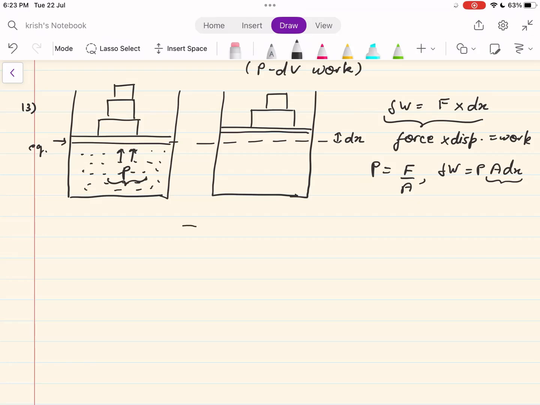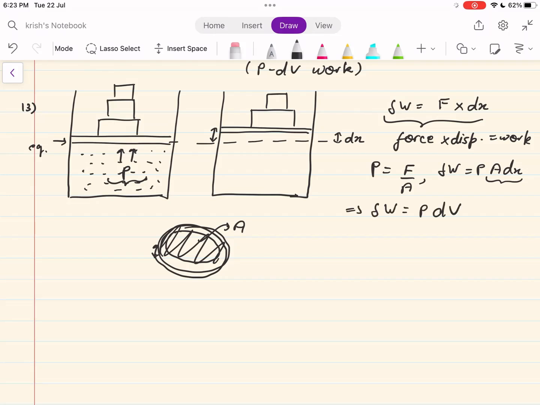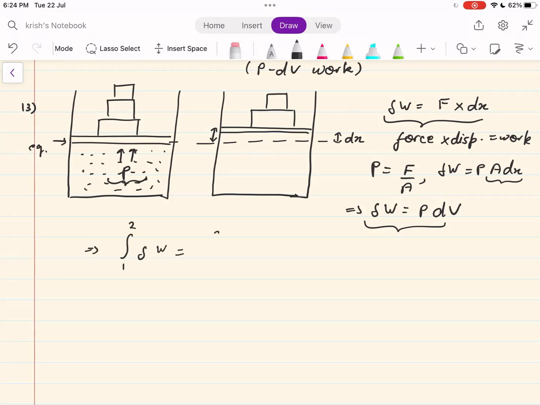See, this is our piston when seen from the top, right? And it has some area of A. Now, if we multiply this area by the length that it moves, we will get a volume, or the small volume by which the piston moves. So that means dW equals P-dV, right? And if we integrate both sides, we get the work done from 1 to 2 equals the integral of P-dV.